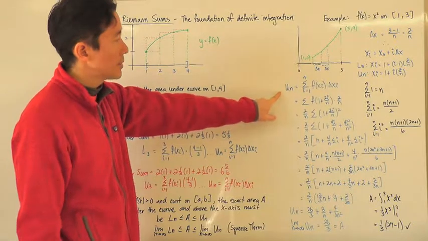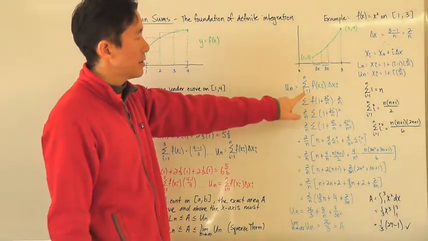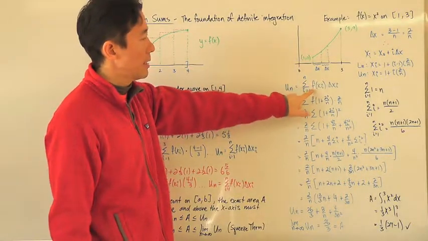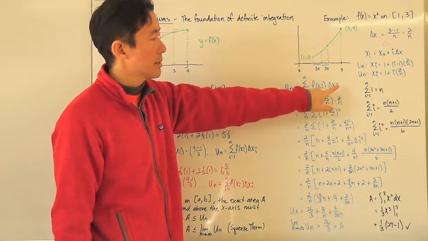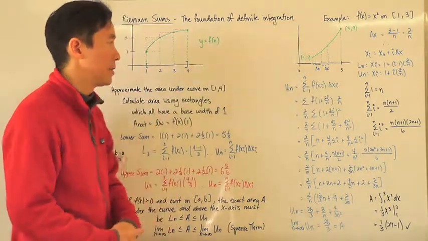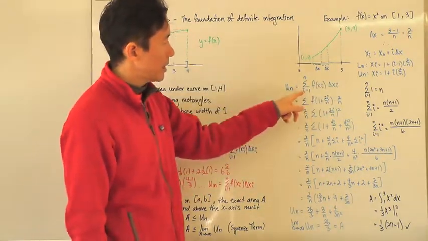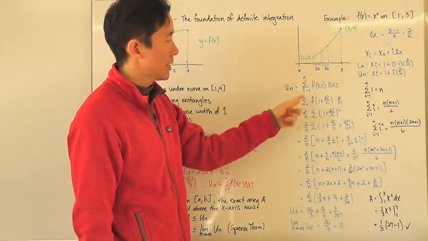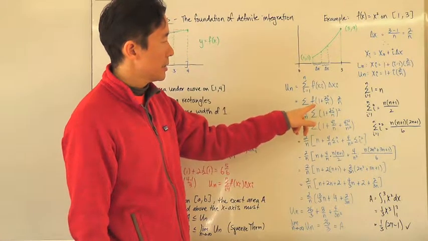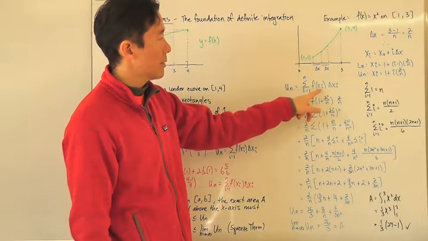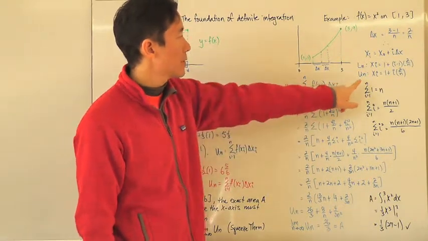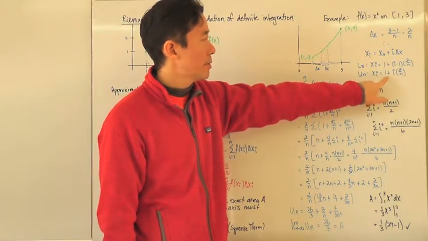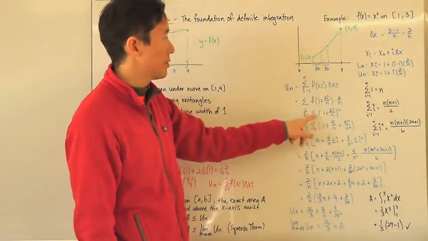Okay, so the upper sum is just going to be the summation from i equal to 1 to n of f of x of i times delta x. Now, I'm not going to be writing the lower and upper bounds of the summation symbol because that's just going to repeat. So let's take a look at what x of i is for the upper sum, and x of i is going to be 1 plus i times 2 over n.